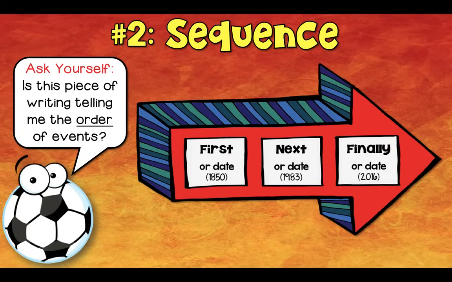Okay, the second type of text structure is a sequence. So a sequence, or chronological order or time order, will tell things in the order of events. So first, next, finally, last, second, or it will have dates. Like in 1851, then later in 1983, and last in 2016. So it will tell things how they happened in order of time or first, next, last.